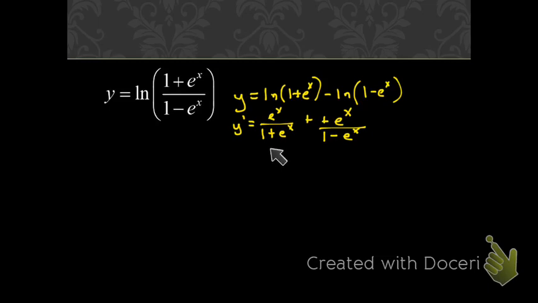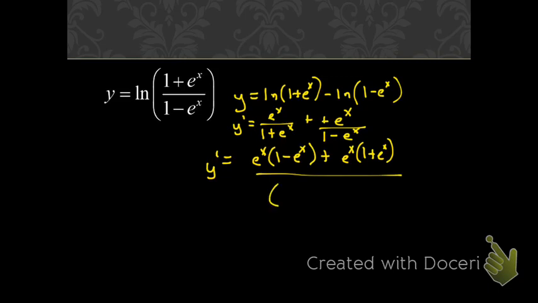Then you would have to get the common denominator of 1 plus e to the x times 1 minus e to the x. Y'all with me? So let's continue on and see if we can do it. So y prime equals, well, here the numerator would be e to the x times 1 minus e to the x plus e to the x times 1 plus e to the x, all over 1 plus e to the x times 1 minus e to the x. And now we've got some simplifying to do. Distribute through on the numerator.